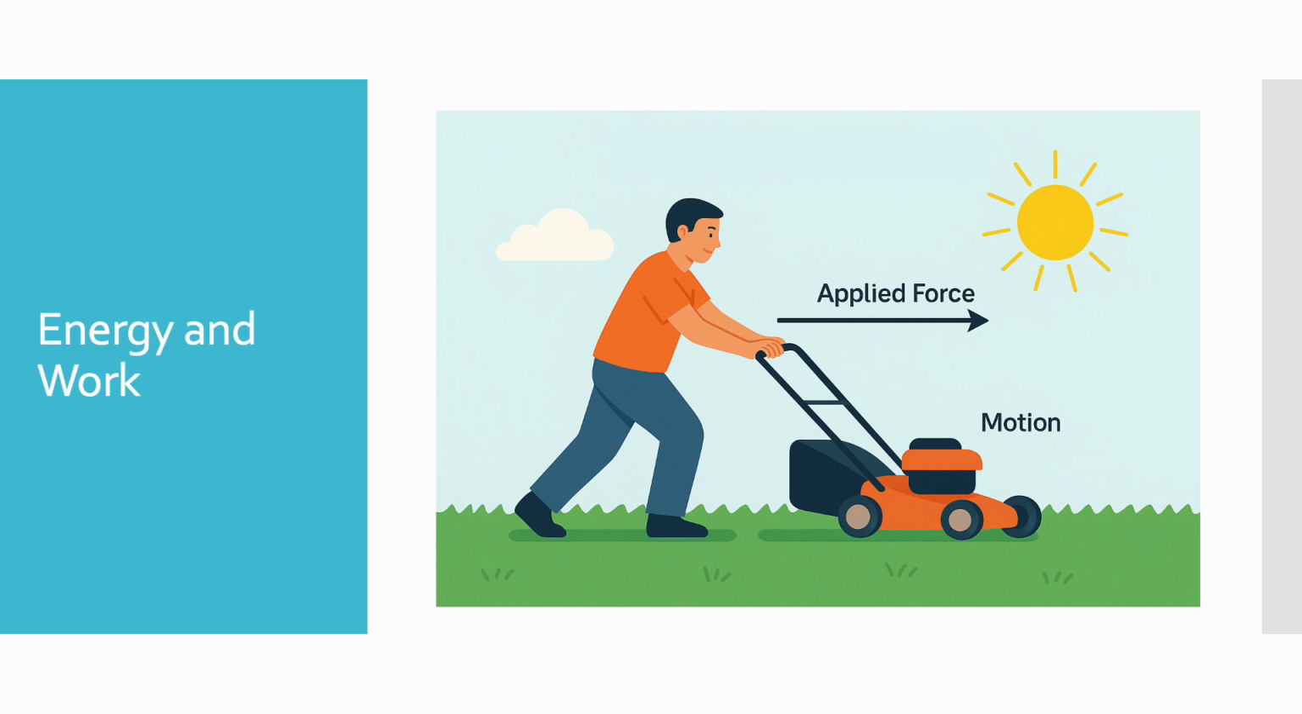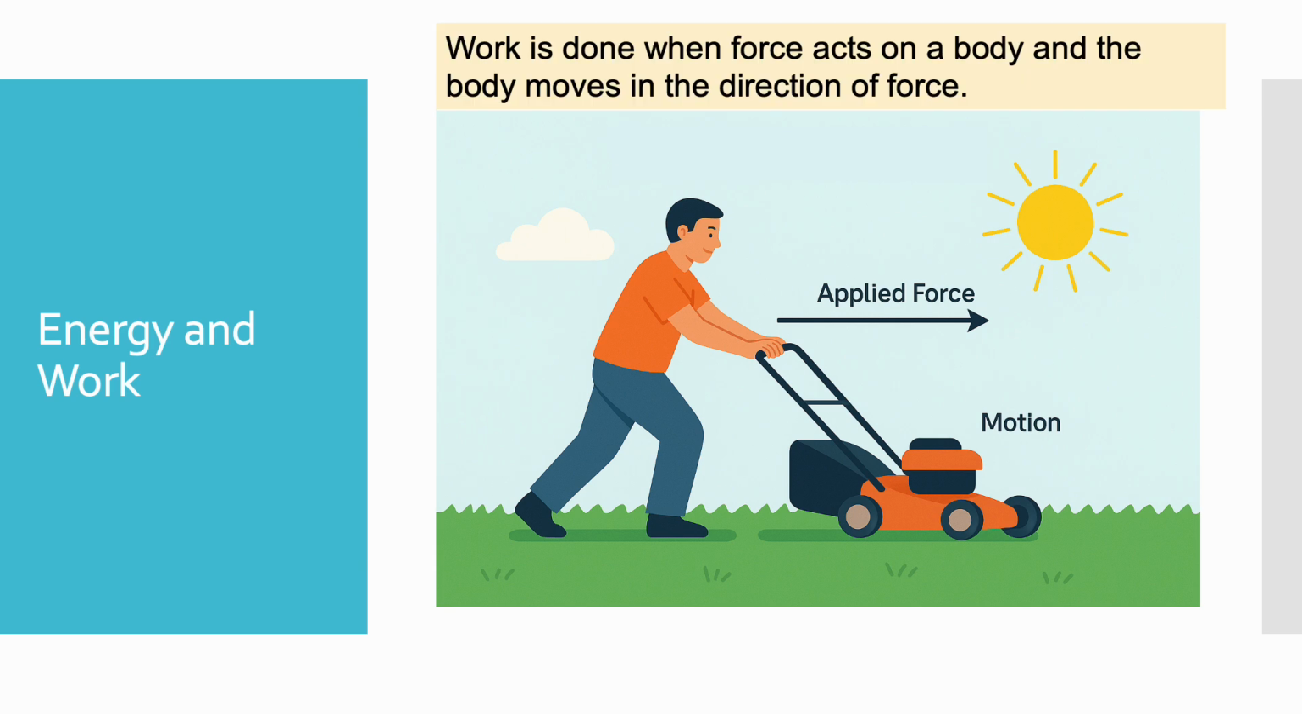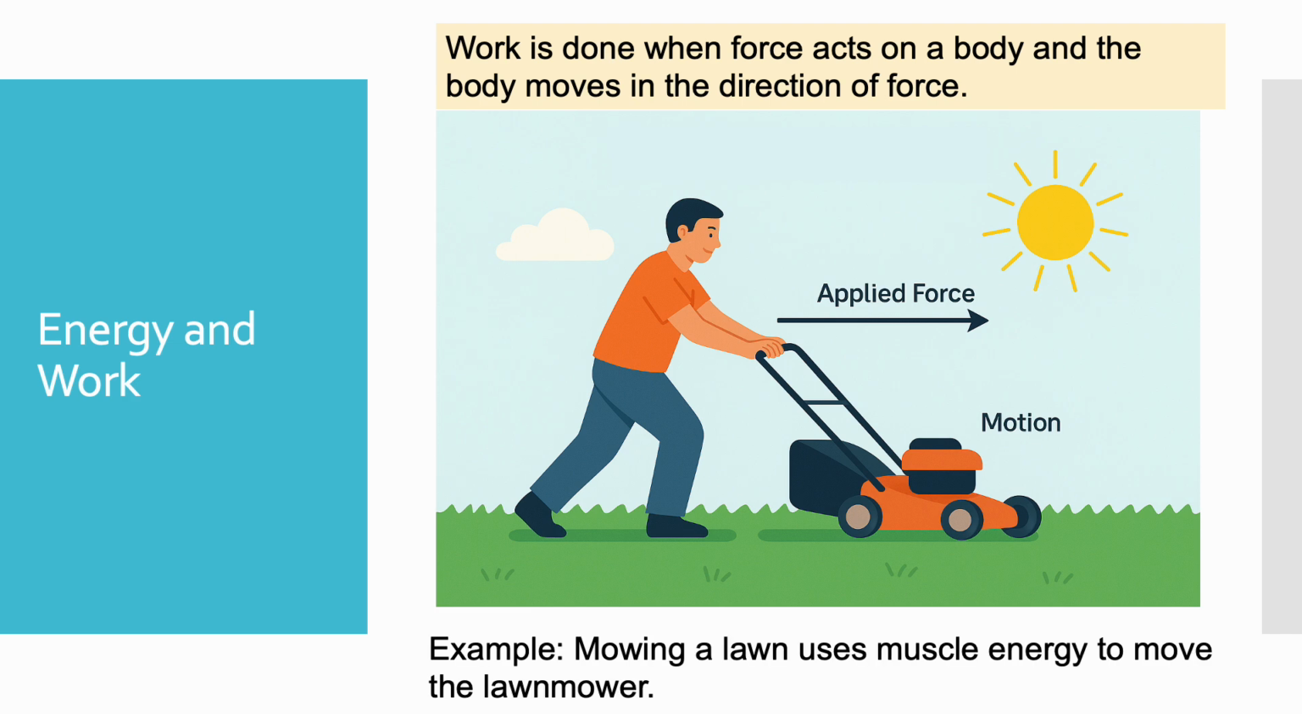Work is done when a force acts on a body and the body moves in the direction of that force. For example, when you push a lawn mower, you are using your muscle energy to move it. Energy and work are connected. Energy is needed to do work, and doing work transfers energy from one form to another.